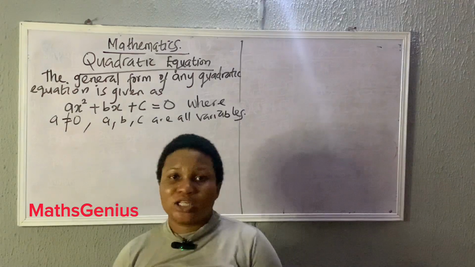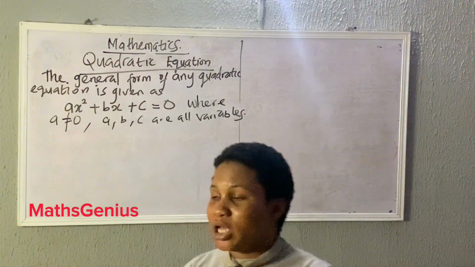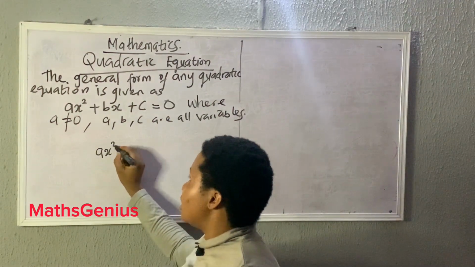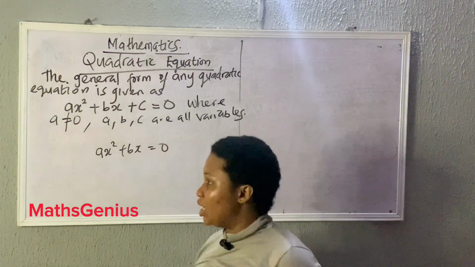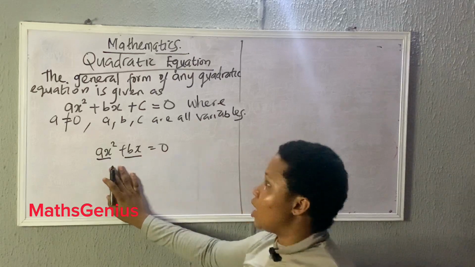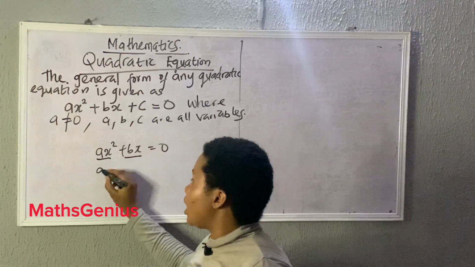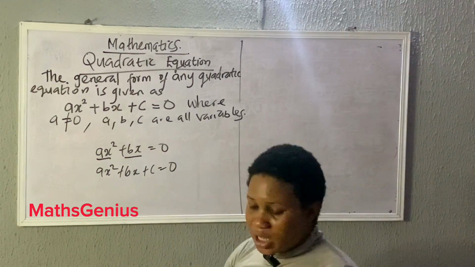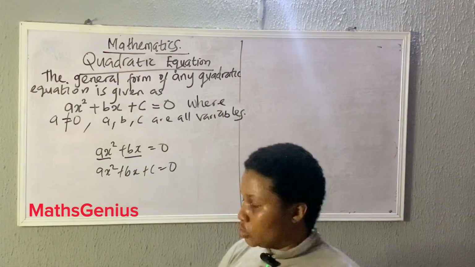And every quadratic equation has two types. We have the binomial and we have the trinomial. We call this binomial when we have just two terms. Ax squared plus bx equals 0 is an example of binomial. Bi means 2. When it has two terms, it is called a binomial quadratic equation. Then we have ax squared plus bx plus c equals 0. That is called a trinomial quadratic equation.